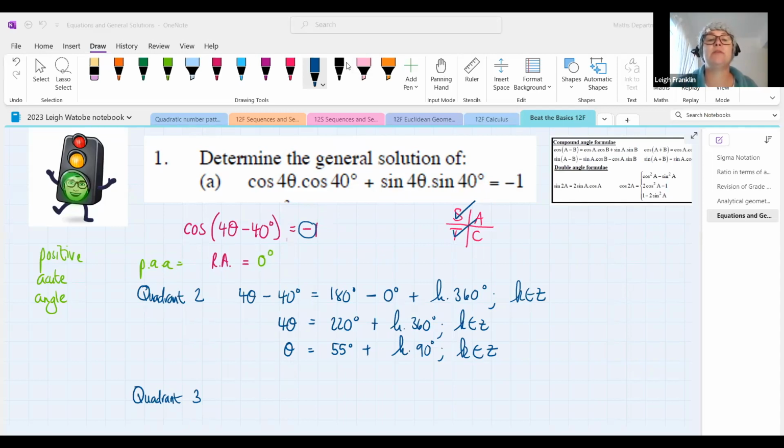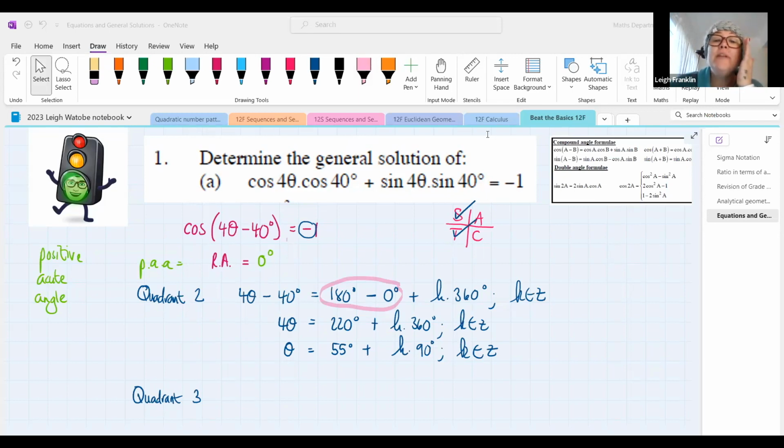Exactly, 180 plus. Well done, it's 180 plus. So if I have 180 minus 0 in quadrant 2, and I have 180 plus 0 in quadrant 3, is my general solution going to be different in quadrant 3 than it is in quadrant 2? No, exactly. The answer's not going to change in this case.